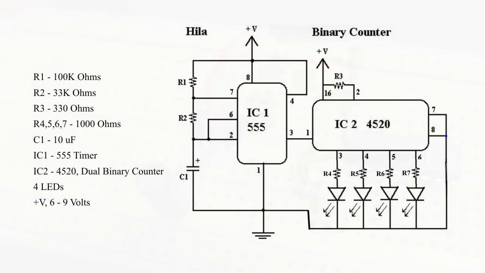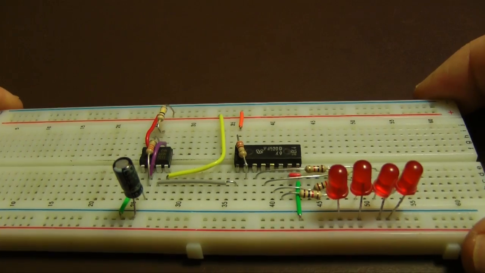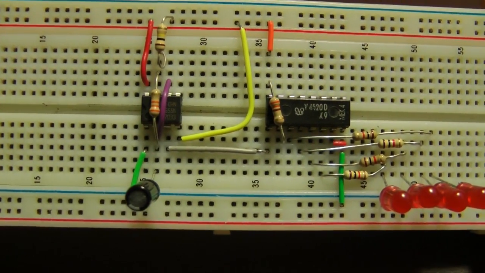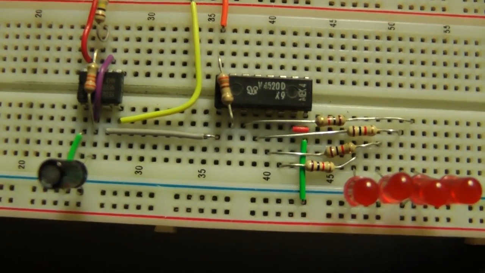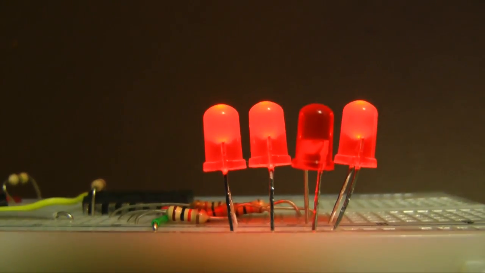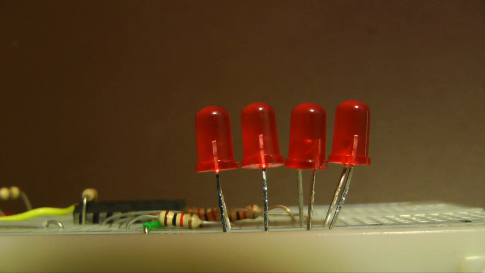Use the circuit diagram to complete this circuit. A printable version of the diagram is available at hiloroad.com/4520. When completed, your circuit should look like this. The four LEDs represent a 4-bit binary number. When they are all off, they are displaying zero. With power applied to the board, the binary counter starts counting pulses and displaying the count as a binary number.